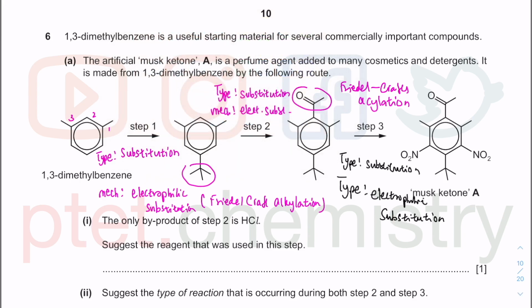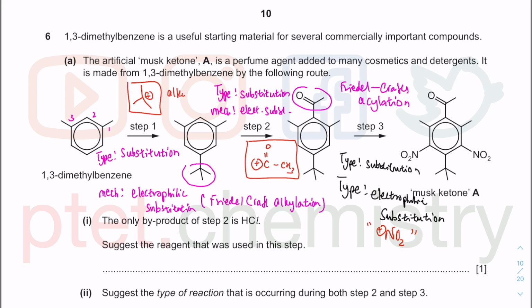So let me just write that down. You have introduced a NO2+. You have introduced a COCH3, an acyl group. This is called an acyl group. And as for step 1, you have introduced a carbocation, an alkyl group.